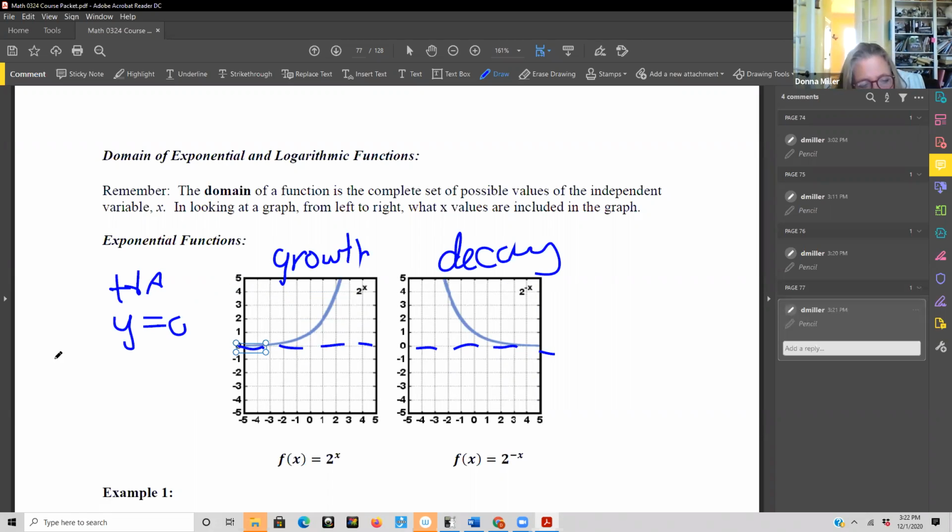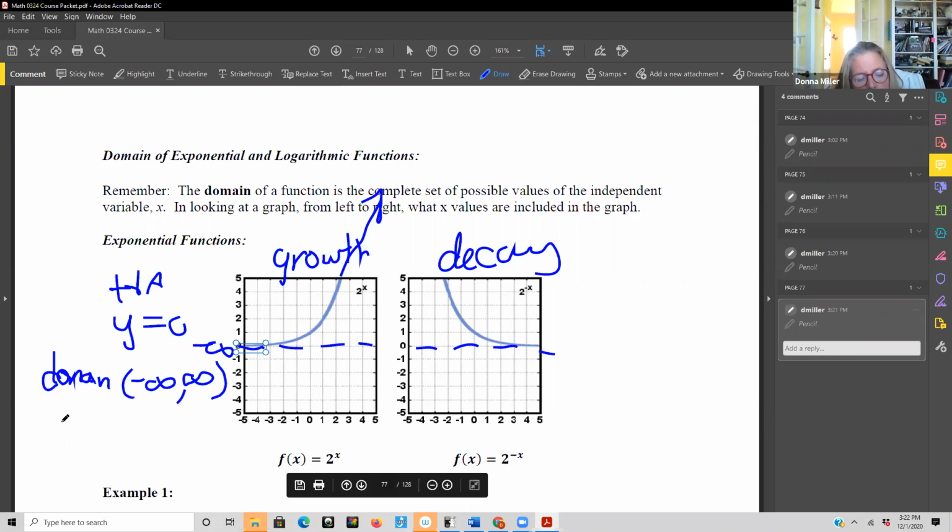matter what. The domain of this goes from negative infinity, up and out forever. So it goes from negative infinity to infinity. It's all real numbers. And the range is what's interesting. The exponential is only good for greater than 0. It can't even equal 0. So the range is from 0 to infinity.